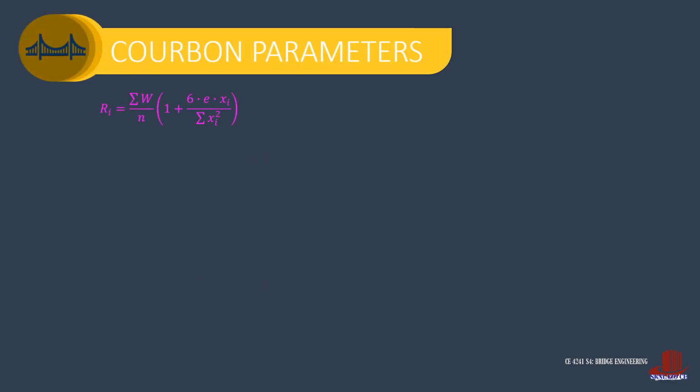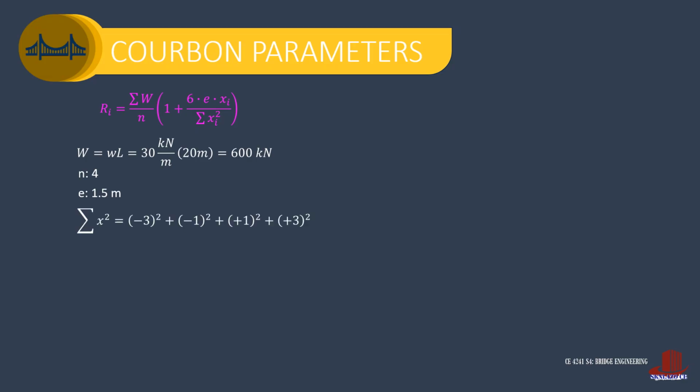Next is the load distribution. We use Courbon's formula again, where the total load is W times L. That is 30 kilonewton per meter times 20 meters, which is 600 kilonewtons. N is 4 girders. The eccentricity is 1.5 meters. And the summation of the squares of distances is the square of -3 plus the square of -1. Then there is the square of +1 and the square of +3. This totals to 20 square meters. X of D is the distance of the girder from the center line, and that is 3 meters.